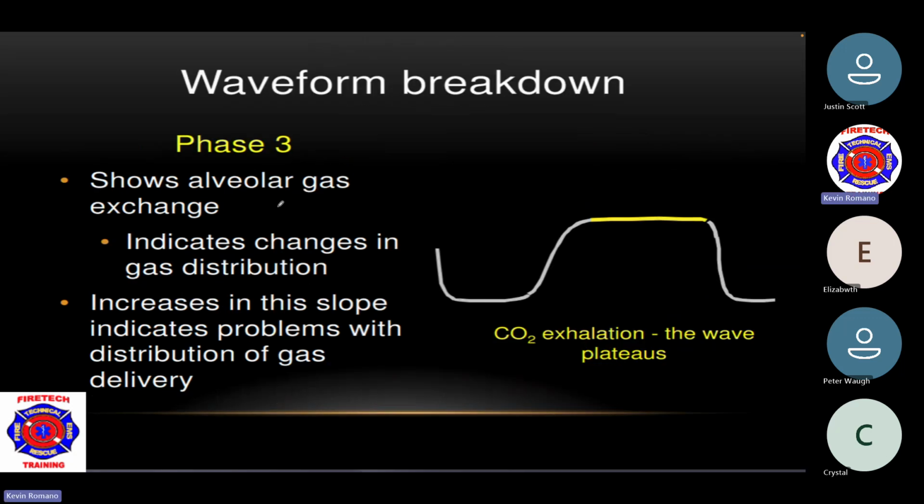Phase three shows the alveolar gas exchange. That's phase three here, the yellow line. It's what we call the plateau. This indicates changes in gas distribution, so increases in this slope indicate problems with distribution of gas delivery, right? So this is a normal breakdown of a waveform. We're going to get into the problems with distribution in a little bit. I just don't want to go too much in depth on that yet.